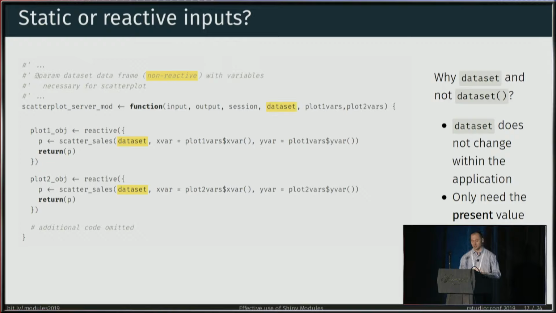Now, why is that? It's because this dataset, if you look at the code from that example app, is simply the grab of the Ames housing data from that package, and it's not changing in the app. It's literally just serving as the source for where all my filtering from that plot brushing is going to occur. So in this case, we only need that present value because in essence it's not changing.